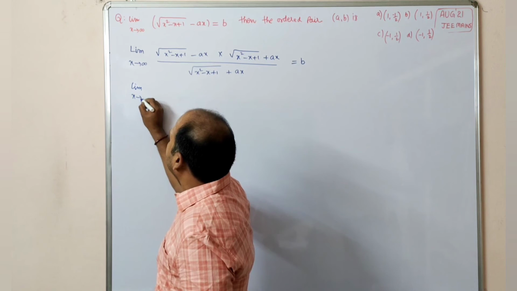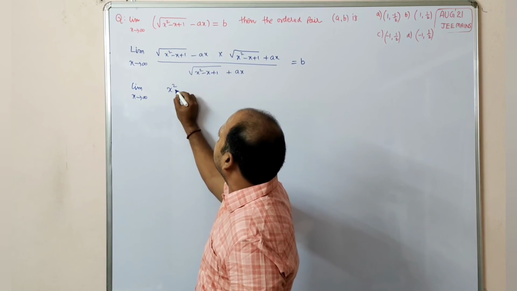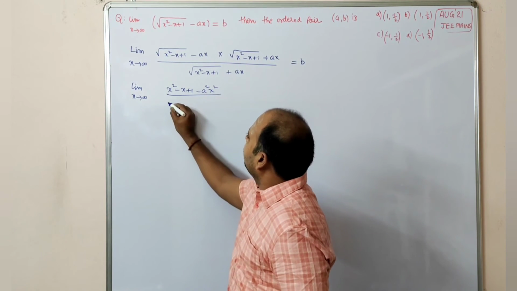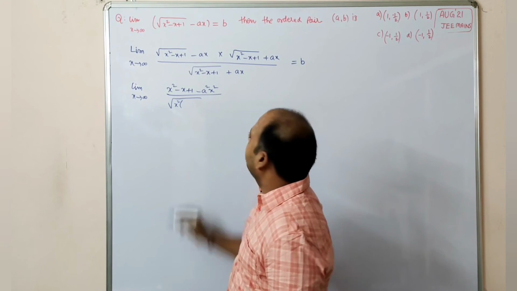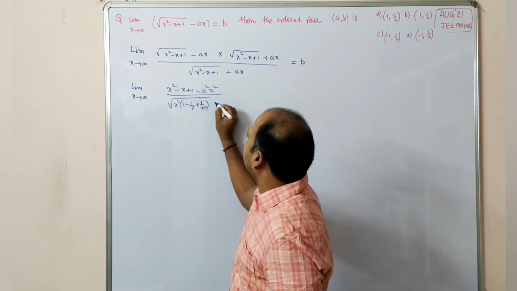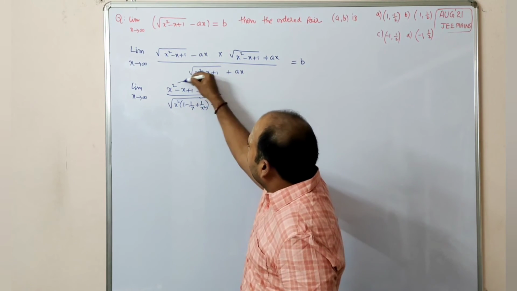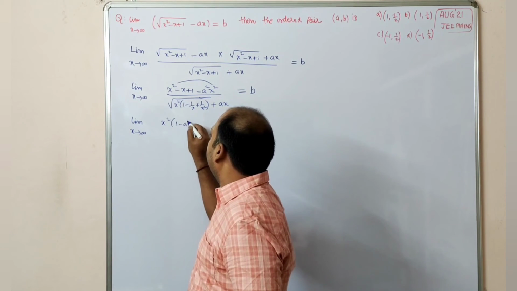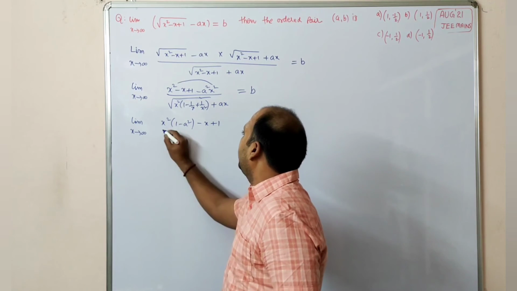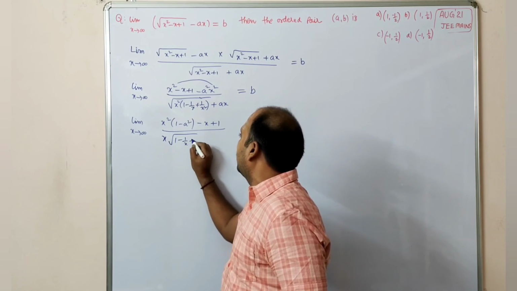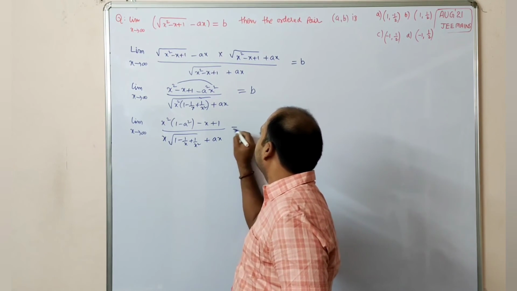So limit x tends to infinity, we will get x square minus x plus 1 minus a square x square, divided by square root of x square taking common, 1 minus 1 by x plus 1 by x square, plus ax, which is equal to b. So x square take common from the numerator: limit x tends to infinity, x square into 1 minus a square minus x plus 1 divided by x square, take x outside, square root of 1 minus 1 by x plus 1 by x square plus ax is equal to b.